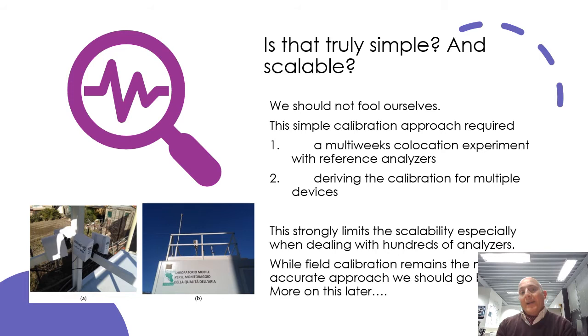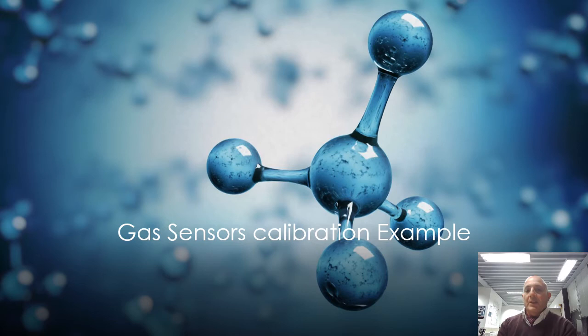So while this approach remains the most accurate approach at the moment to obtain the most in terms of accuracy from low-cost air quality multi-sensor systems, then we should go beyond. And that's why we will have next lectures to go beyond field calibration. But let's take a look at the gas sensor calibration example.